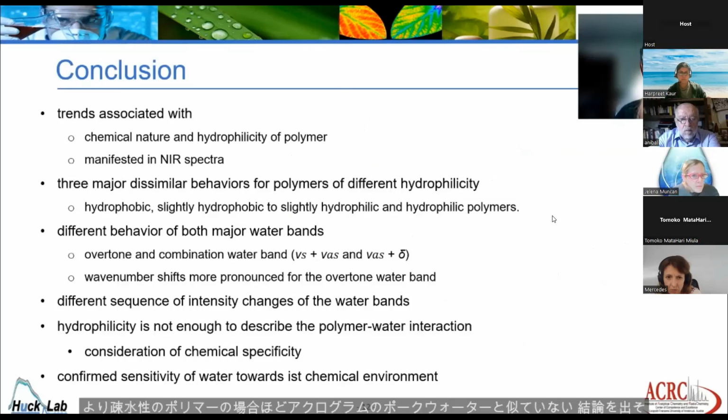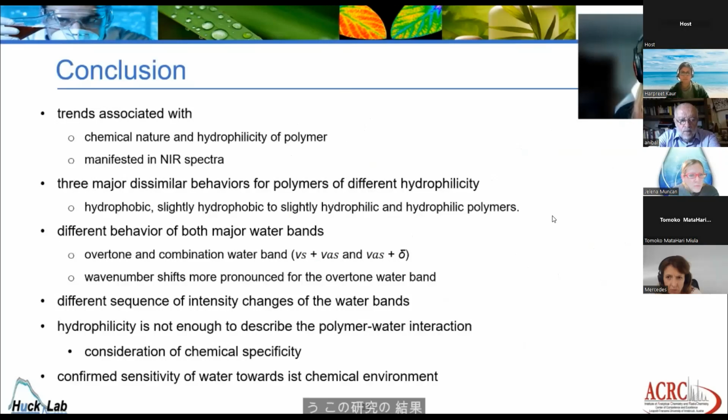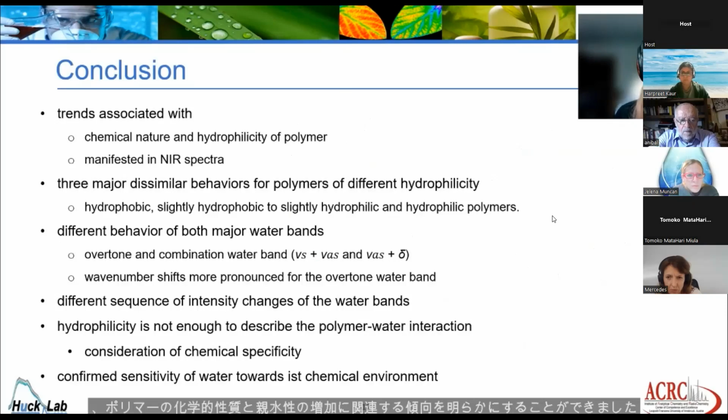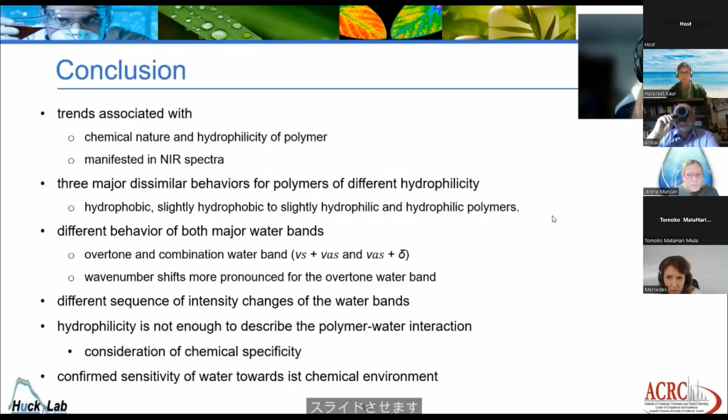Let's come to the conclusions. The results obtained with the independent methods provide confirmatory results, with each method also contributing unique findings. In this study, we were able to unveil trends related to the chemical nature of the polymer and its increasing hydrophilicity, which are manifested in the NIR spectra. Moreover, we found three major dissimilar behaviors of polymers of different hydrophilicity, which separates the polymers into hydrophobic, slightly hydrophobic to slightly hydrophilic, and hydrophilic polymers.